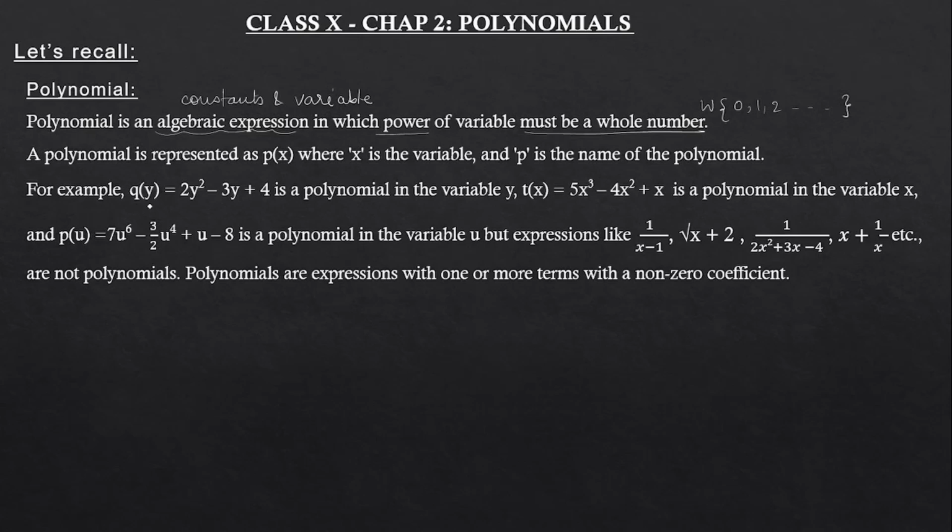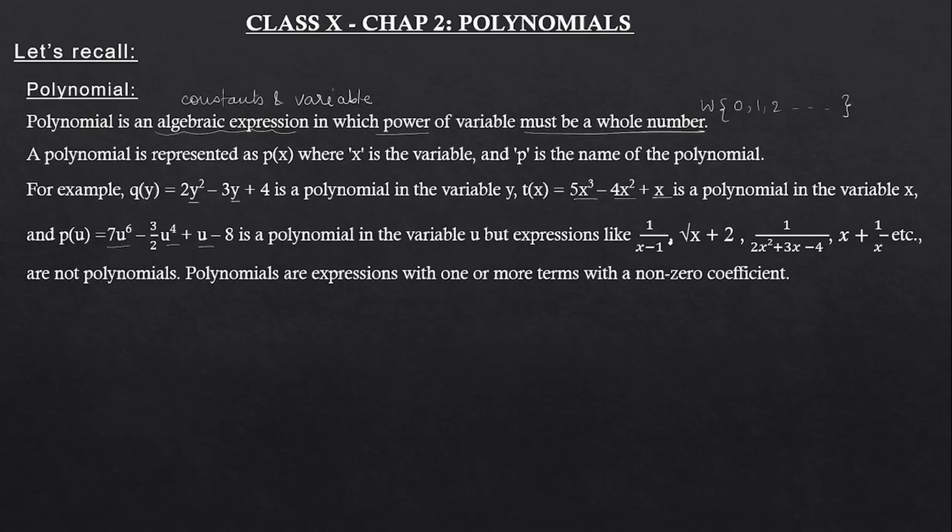Here q of y is a polynomial. First, are the powers whole numbers? The powers of the variables are whole numbers. And here the variable of this polynomial is y and the name of this polynomial is q. T of x. Here the variable is x, the name of the polynomial is t. P of u. The name of the polynomial is p and the variable in this expression is u. Again, is it a polynomial? See the powers of the variable, they are all whole numbers. So this is also a polynomial.